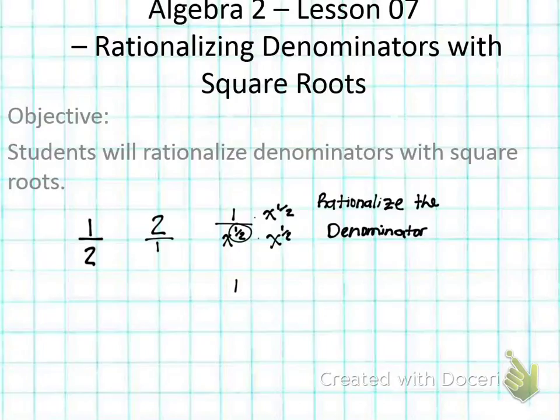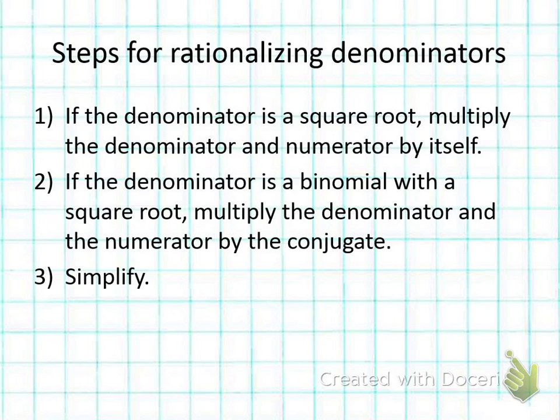Just like this example here, 1 over x to the 1/2. This is just like saying this. Wouldn't you agree x to the 1/2 is saying square root of x? Do you all see the correlation to these two things? So we do not like this square root. So I'm going to teach you how to get rid of that square root sign. Here are the steps today. If the denominator is a square root, multiply the denominator and numerator by itself. If the denominator is a binomial with the square root, multiply the denominator and the numerator by the conjugate. And then we simplify. I'm going to talk to you about what a conjugate is.